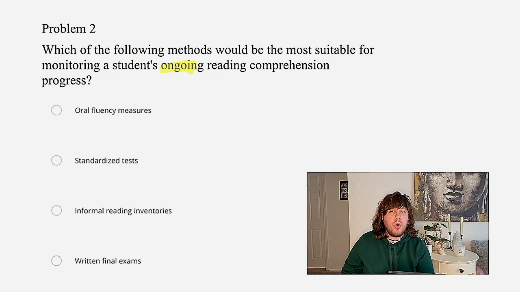A says oral fluency measures. Oral refers to the mouth. So that's a measure of how well students can read out loud, how fluently students can speak out loud. But the question is asking us about reading comprehension skills. And so that's not what we're looking for. We're not trying to measure oral fluency.